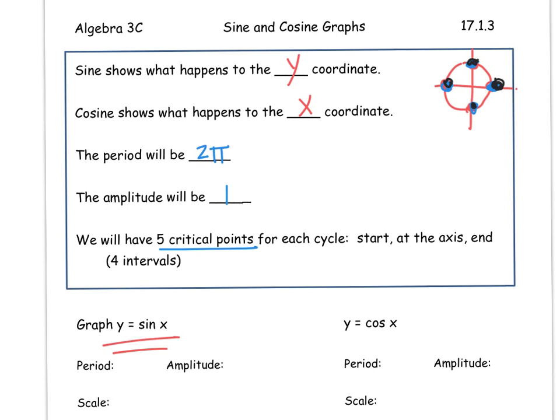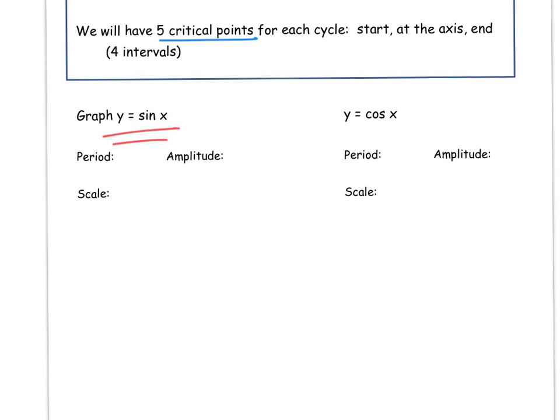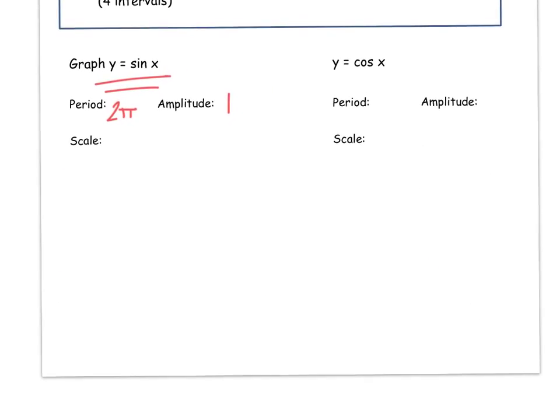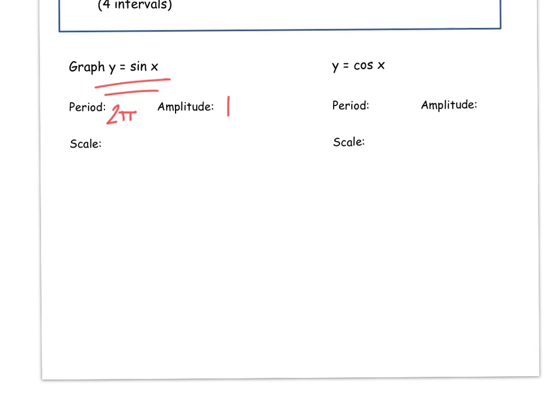Let's graph sine. Our period is going to be 2 pi, and our amplitude is 1. And our scale, you're going to take your period and divide it by 4, because we have 4 sections, 5 points in 4 sections. So that's going to be pi over 2.